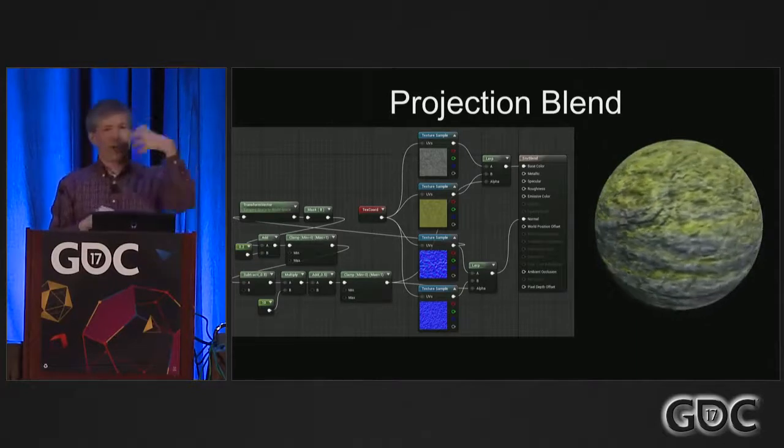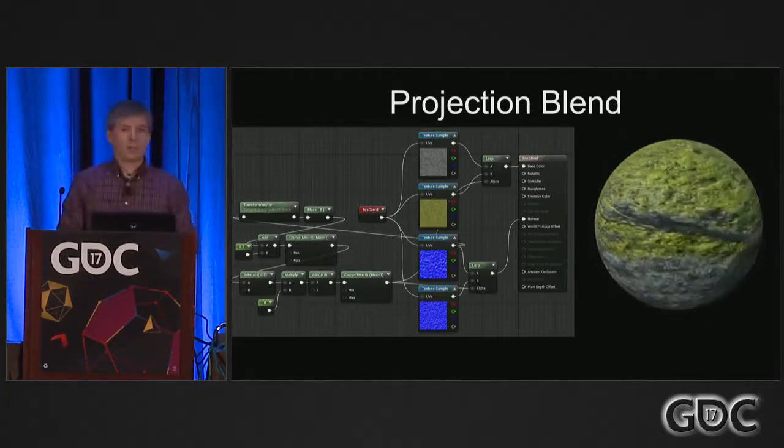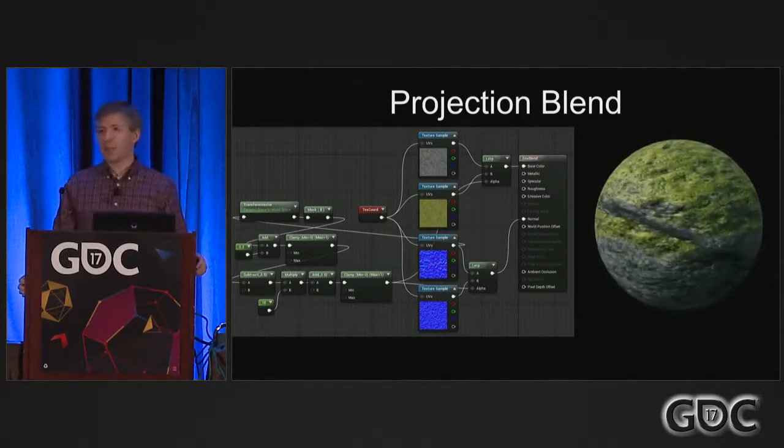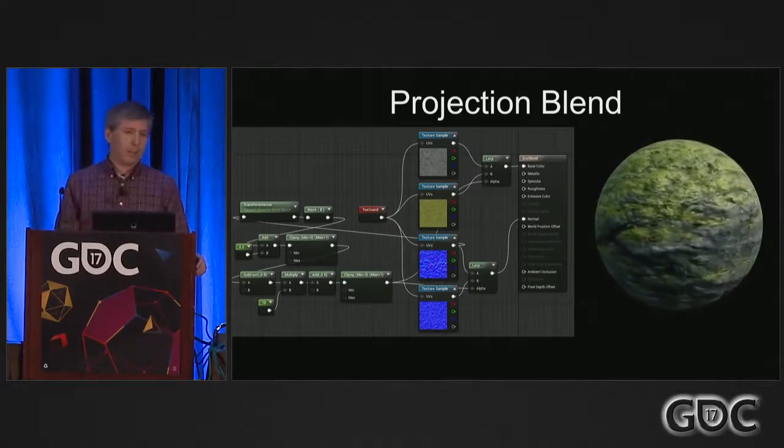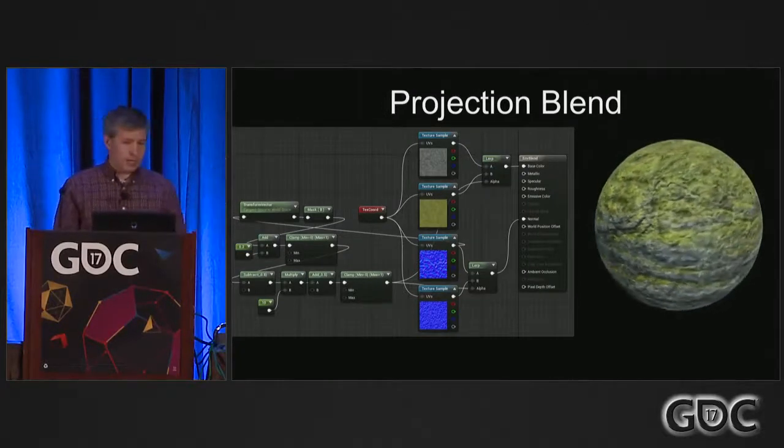So no matter which way you rotate your rock, you're always going to get this stuff on the top of it. So it cuts down on the number of assets you have to create. Really convenient.